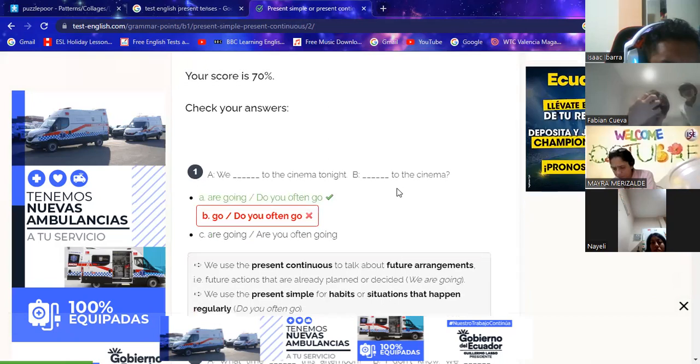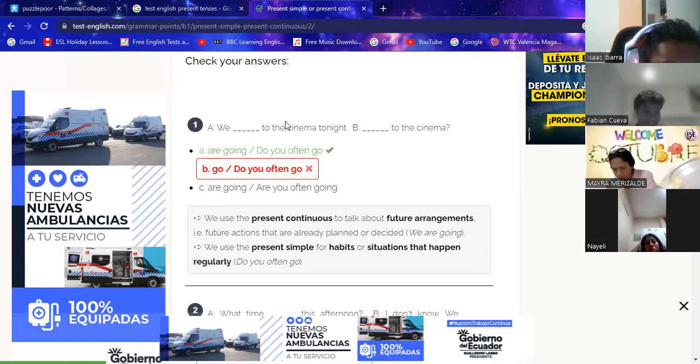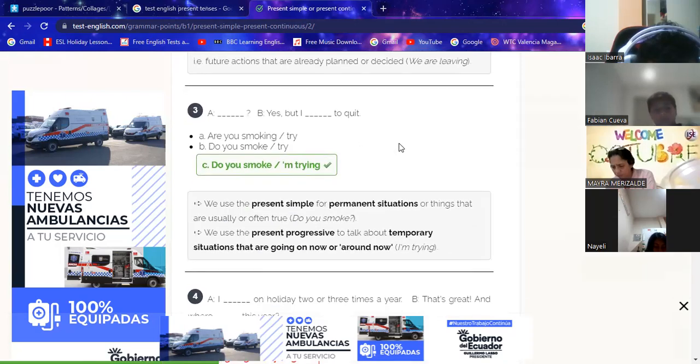7 out of 10. Okay. We to the cinema tonight. We use the present continuous to talk about future arrangements. It's a future action that is planned. So we are going to the cinema. Tonight is future, and we use ing with future ideas. Number 2, correct. Number 3, correct.